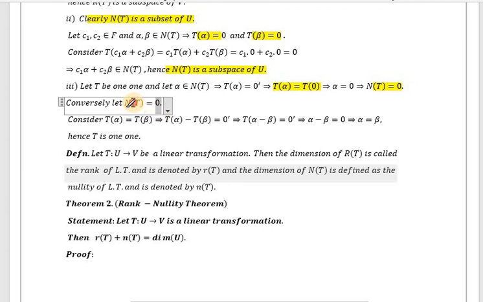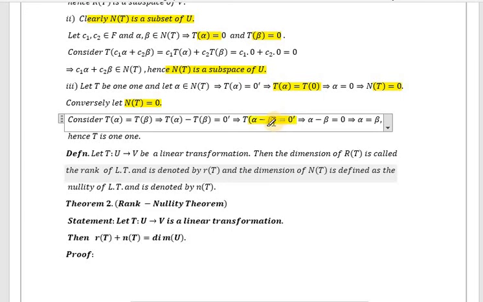Conversely, if N of T is 0, then T of alpha is equal to T of beta, which implies that T of alpha minus T of beta is equal to 0. We have just transferred terms to this side. Then take T of alpha minus beta, which is also equal to 0'. So it implies that alpha minus beta is equal to 0, which means alpha is equal to beta. See, when T of alpha is equal to 0 and T of beta is equal to 0, they belong to the null space, then alpha and beta are equal. Hence T is 1-1. So this is the proof of the first theorem.